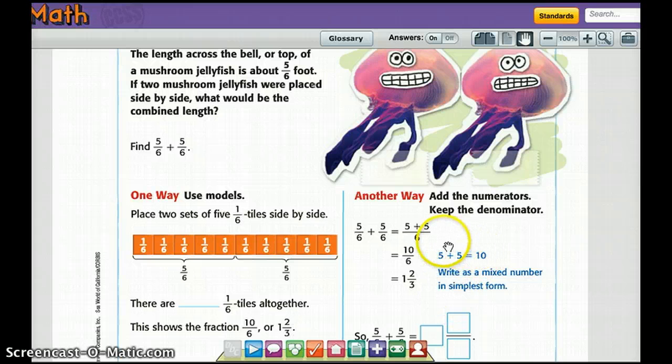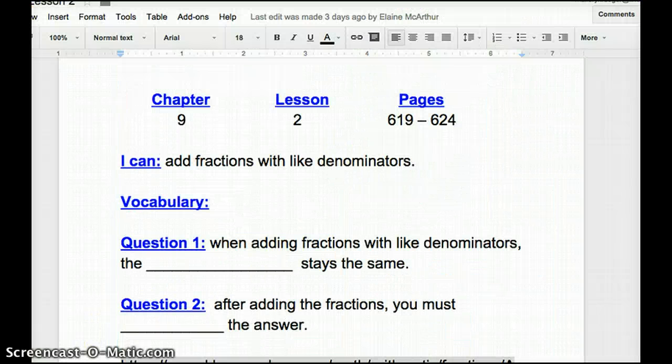Another way to do that would just be to add the numerators and keep the denominator. Since it does have a like denominator, we can just add the numerators together and keep the denominator the same. So 5 plus 5 is 10, so we would have 10/6, which is the same as 1 2/3. All right, so look back at these two questions and answer them in the form, please.